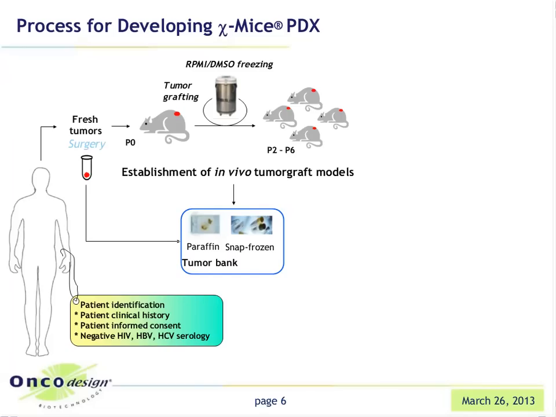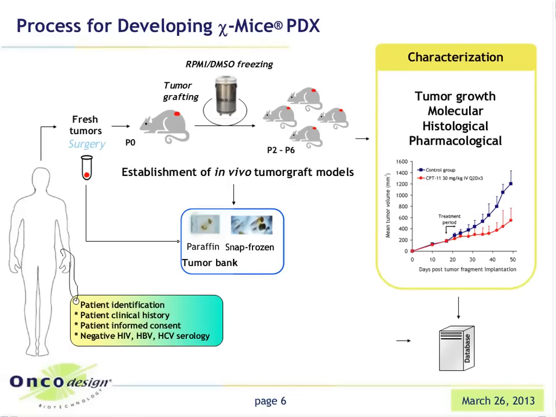biobanking at passage 3. The take rate of the tumor is really depending on the subtype of tumors. And usually for colorectal is about 60%, but it can decrease to 5 to 10% for the more difficult tumors. And between P2 and P6, we are running the characterization of the models. Of course, the tumor growth, usually the tumor growth is slower compared to the standard cell line. And it's a bit faster than in humans, but it's hard to compare.